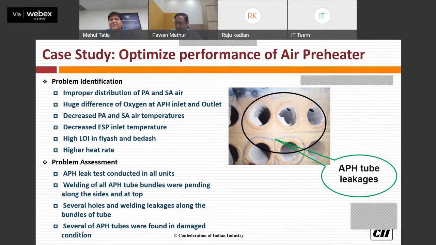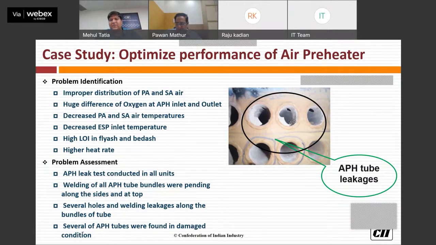This case study is of a 61.5 megawatt CFBC boiler. The plant team observed that there was improper distribution between primary air and secondary air. The difference between oxygen levels at APH inlet and outlet was also high. The primary air and secondary air temperatures were on the lower side, and the ESP inlet temperature was also lower.